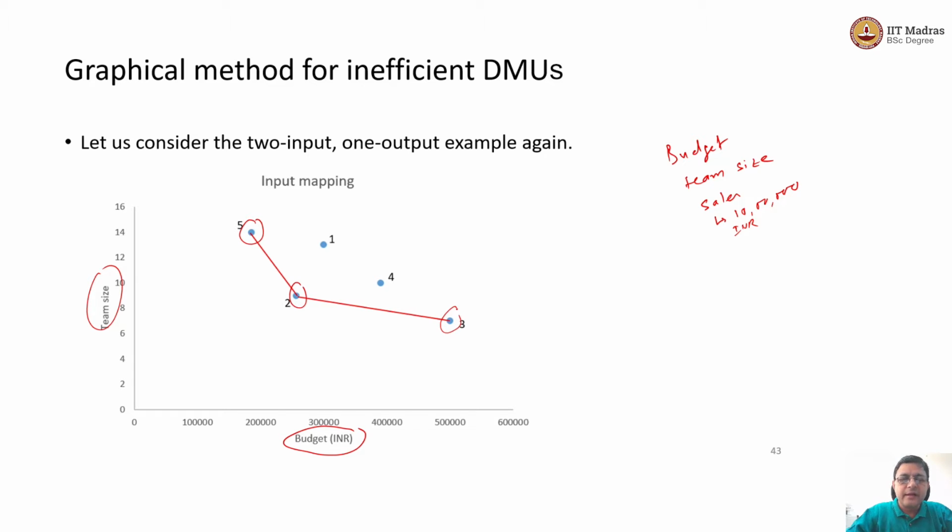But as I had earlier mentioned, the focus of this session is not on the efficient DMUs. The focus of this session is actually on DMUs 1 and 4, which have been found inefficient. And why are they inefficient? Because they are not on the red efficiency frontier. So now we have to find a method to prescribe to 1 and 4 what to do, right?